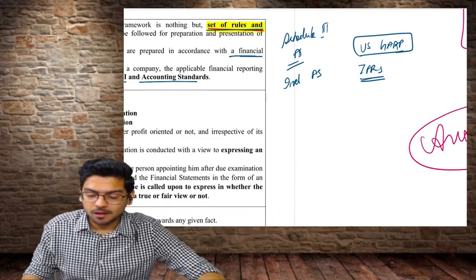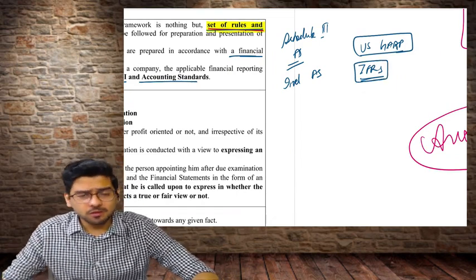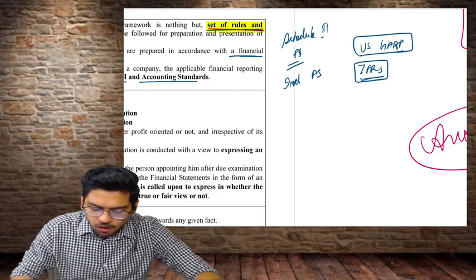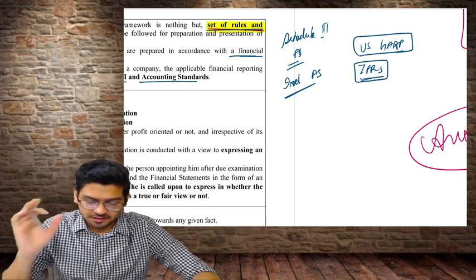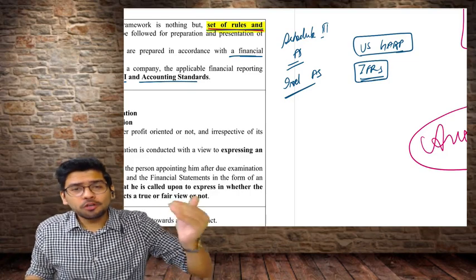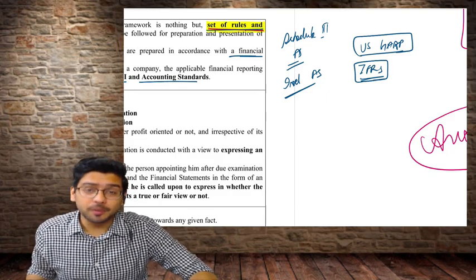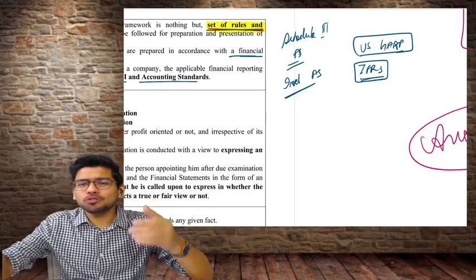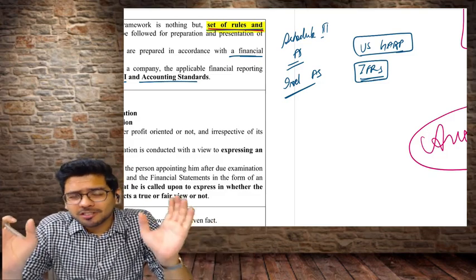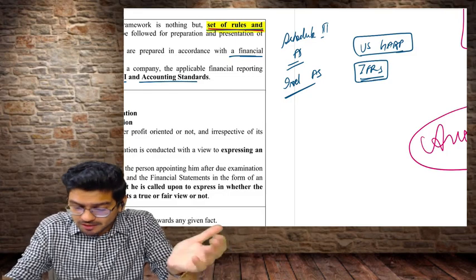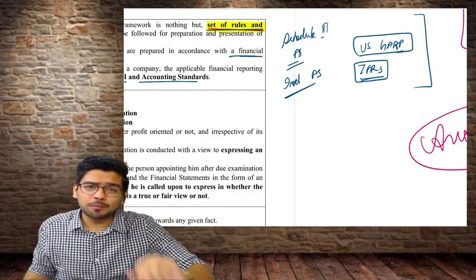US GAAP, generally accepted accounting principles, IFRS, Ind AS, you must have heard about all this. These are basically the financial reporting framework. I told you that management is responsible for preparing and presenting financial statements. Now, they have to use this FRF while they prepare the financial statements. They cannot just randomly prepare the financial statements. They have to follow whatever FRF is applicable to them.